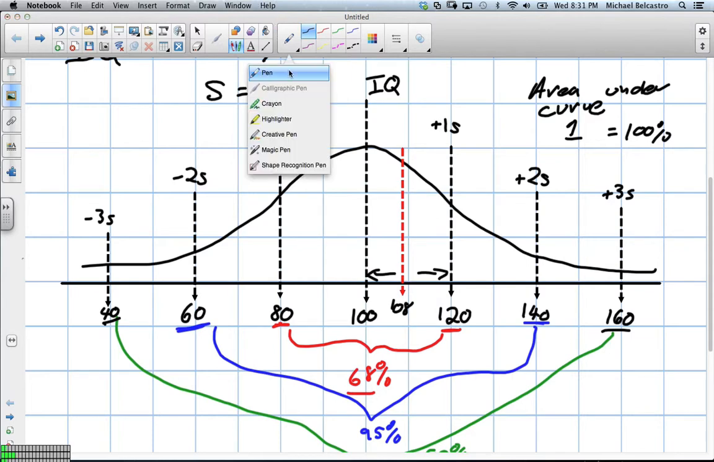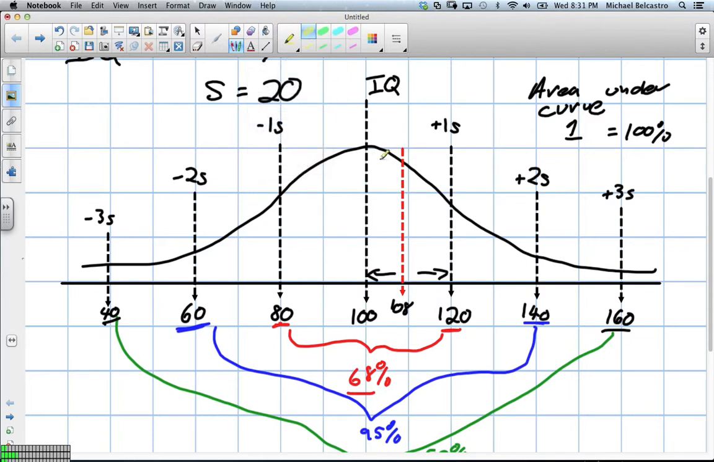And the way we do this is by figuring out the area under the curve to the left of you. Anyways, it's the area under the curve to the left, okay?